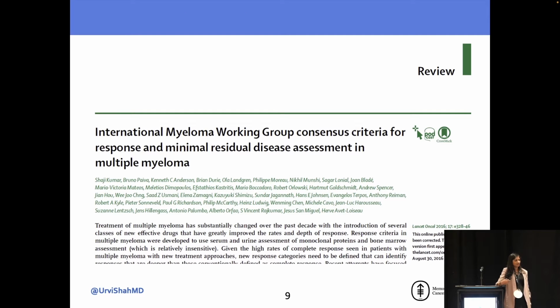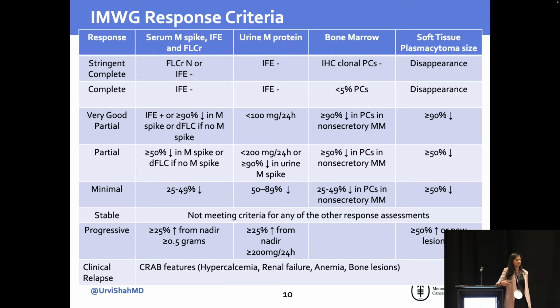These are the IMWG criteria. This paper was from 2016, but I feel like it's a very helpful paper where there are tables. If somebody is truly trying to understand what their response criteria are, it's helpful to look at it. Here I've summarized the findings, where you can see the percentage reduction from the baseline, which will tell you if the person is in a VGPR, CR, stringent CR, or things like that. And you have to look at 4 different things.